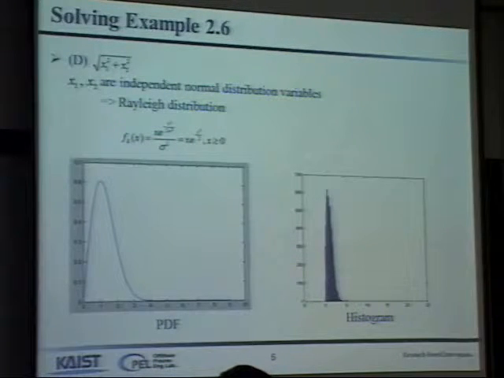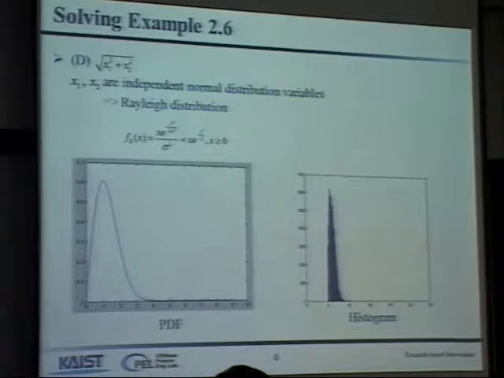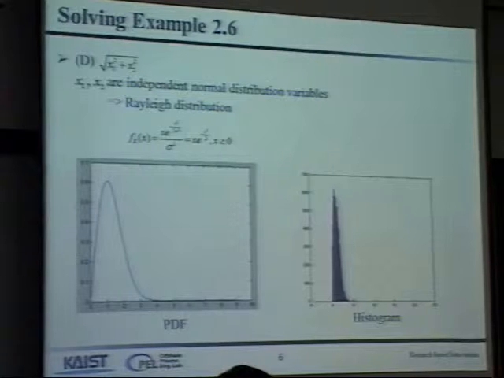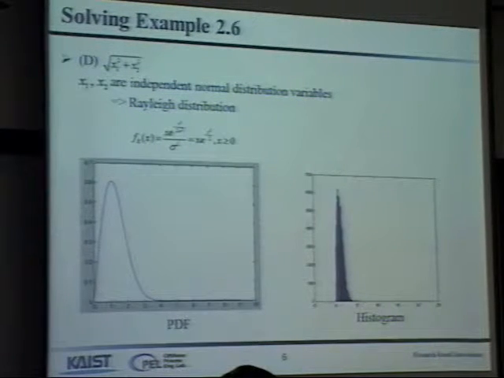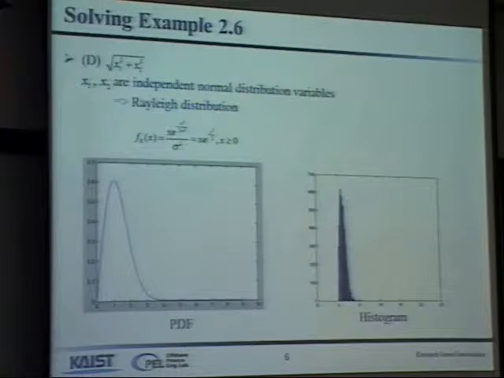Next is finding root of x1 square plus x2 square. If x1 and x2 are independent normal distributions, then root of x1 square plus x2 square follows a Rayleigh distribution. And then you can find the PDF like this. This figure shows the PDF and histogram of root of x1 square plus x2 square.